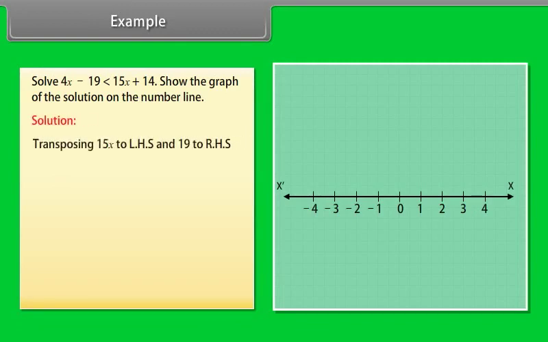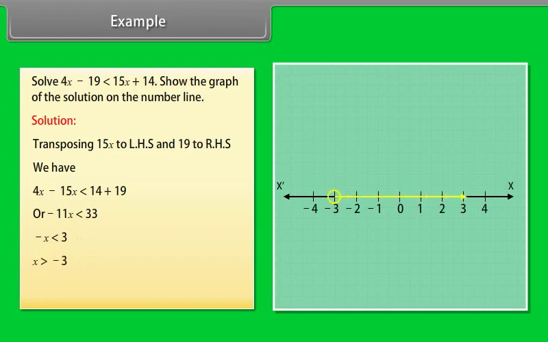Solution. Transposing 15x to LHS and 19 to RHS, we have 4x minus 15x is less than 14 plus 19, or minus 11x is less than 33. Minus x is less than 3. x is greater than minus 3. This inequality is shown on a number line. First, we draw an open circle because x is not equal to minus 3 and an arrow to the right because we want values greater than minus 3. Number line.